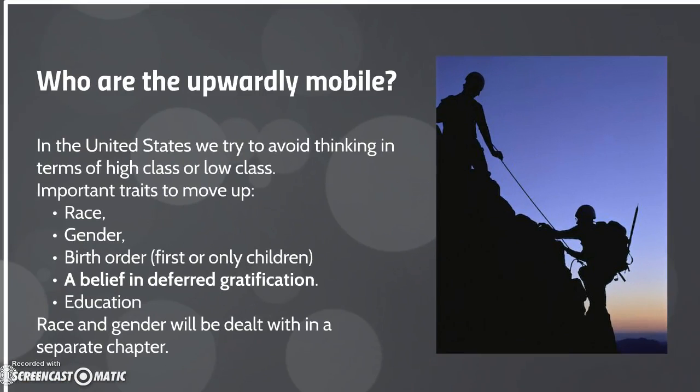Who are the upwardly mobile? In the United States, we try to avoid thinking in terms of high class or low class. This is partly because of our heritage in reacting to European culture and fighting for our independence from the British, which was very class-oriented. In the United States, we have a streak of egalitarianism that wants to dignify hard physical labor and to believe that everyone has the same opportunities and everyone is equal.